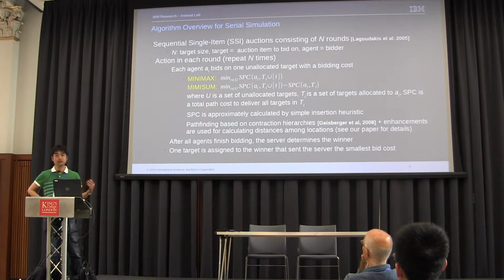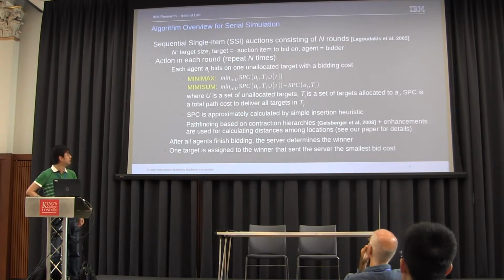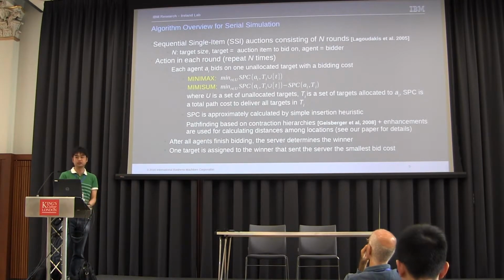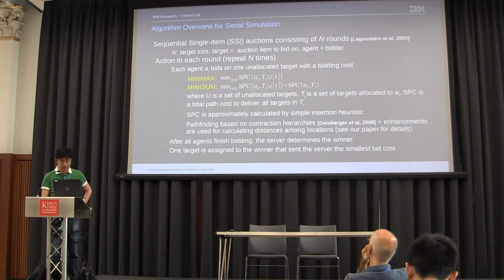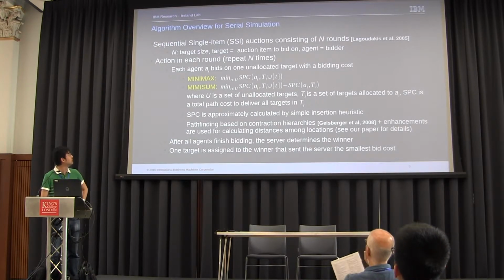Then, after all the agents calculate their bids, the server receives all the bids from all the agents and determines the winner by assigning one target to that winner. Then we keep repeating, and once we finish n times, we are done, and we have a set of targets assigned to each agent. And this is how the sequential single-item auction works.